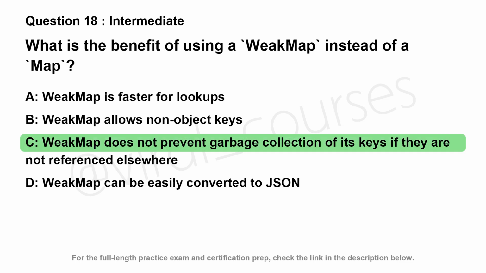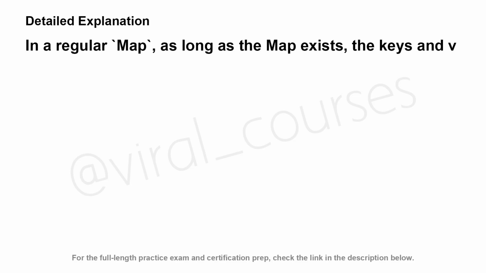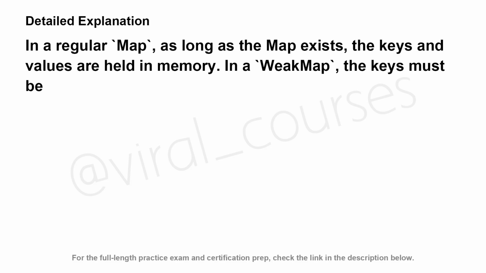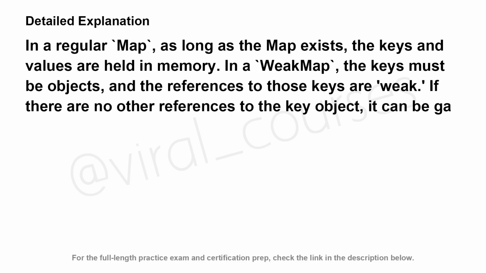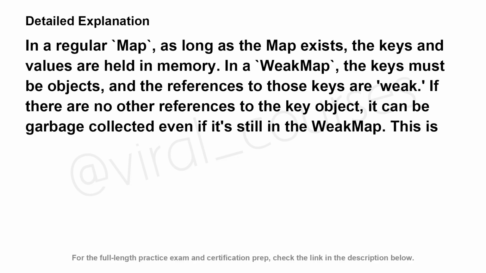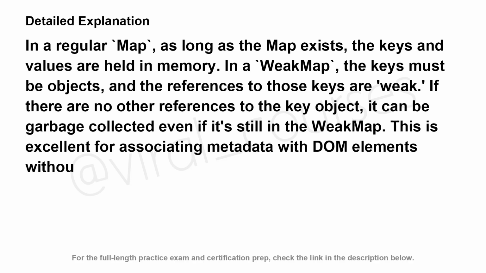The correct answer is C. In a regular map, as long as the map exists, the keys and values are held in memory. In a weak map, the keys must be objects, and the references to those keys are weak. If there are no other references to the key object, it can be garbage collected even if it's still in the weak map. This is excellent for associating metadata with DOM elements without causing memory leaks.